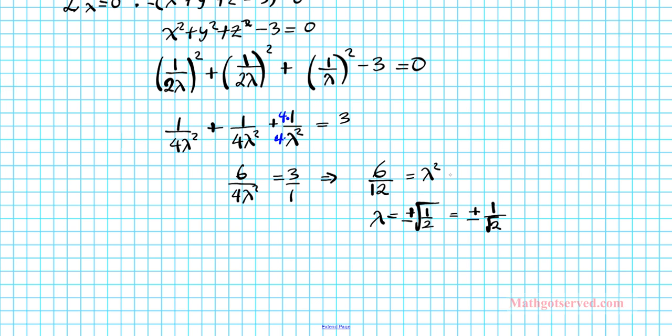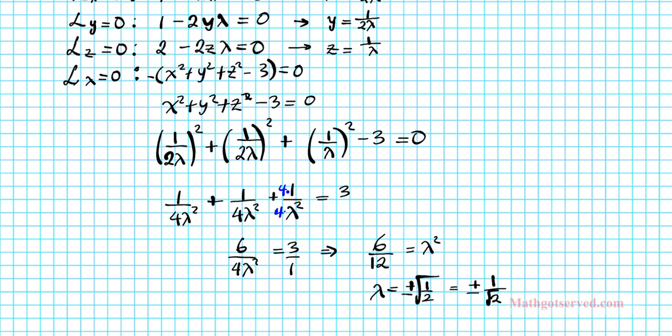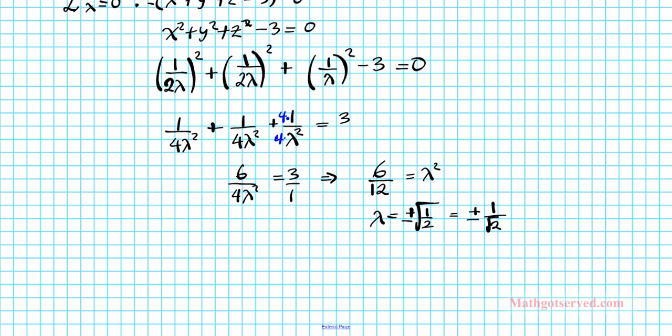All right, so it looks like we're going to have two critical points here. One where lambda is negative 1 over root 2, and the second one where lambda is positive 1 over root 2. Okay, so let's go ahead and find out what x, y, and z are. Let's rewrite the equations for x, y, and z. Remember, x is 1 over 2 lambda. Y is the same story, 1 over 2 lambda. And z is 1 over lambda.